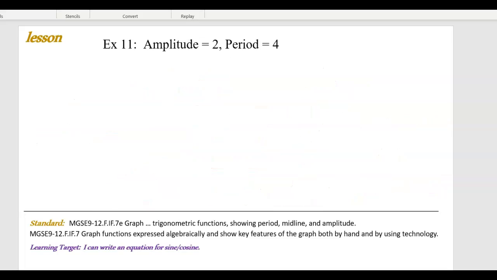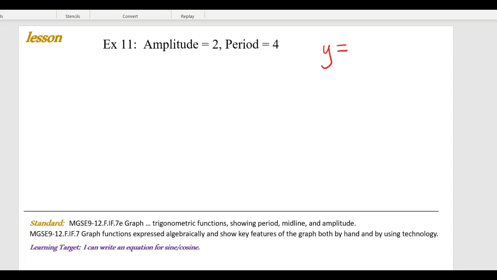Example 11, very similar. Still want to build a sine function, but this could be a cosine function too. So if I ask you to build a cosine function, you use cos. If I ask you to build a sine function, you use sin, all the same.